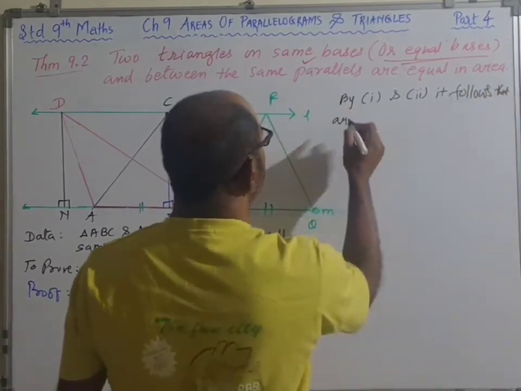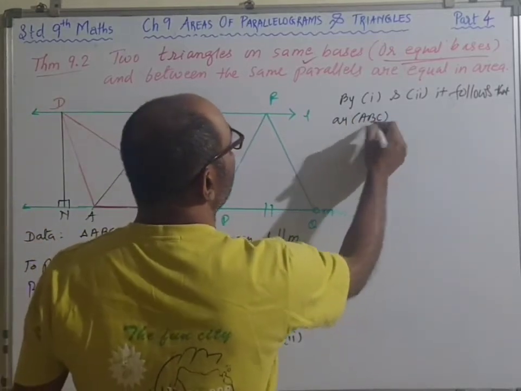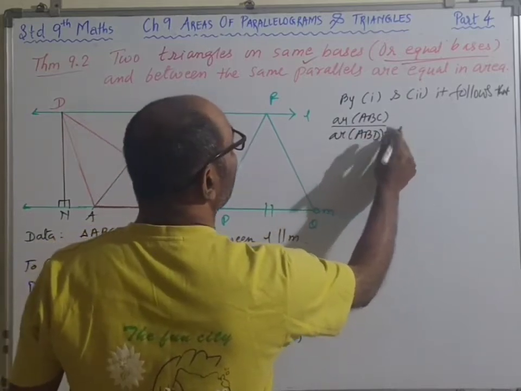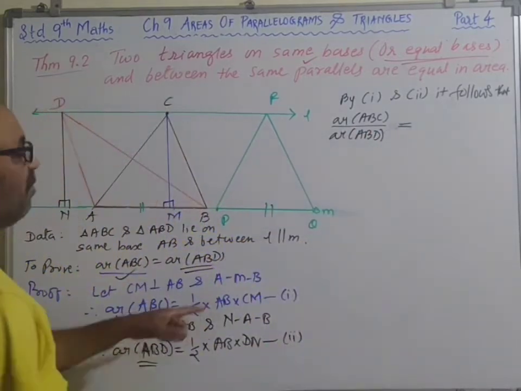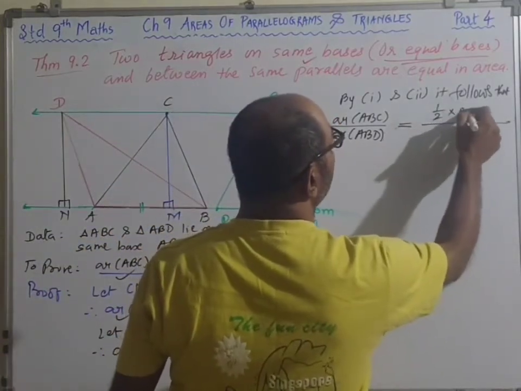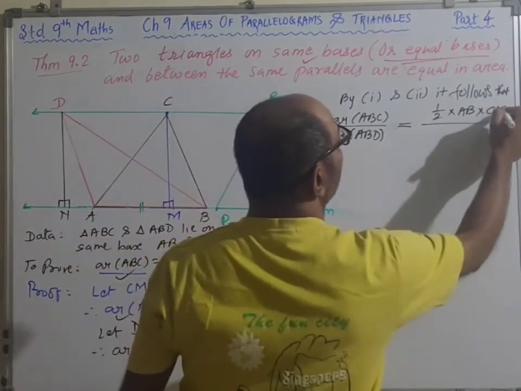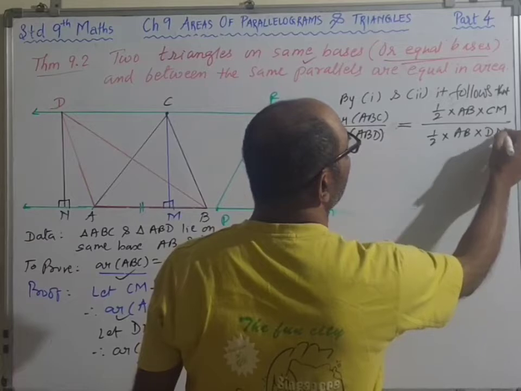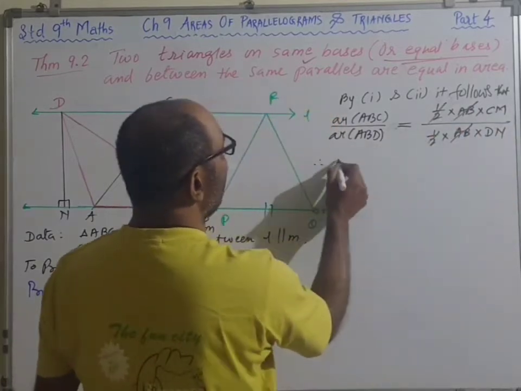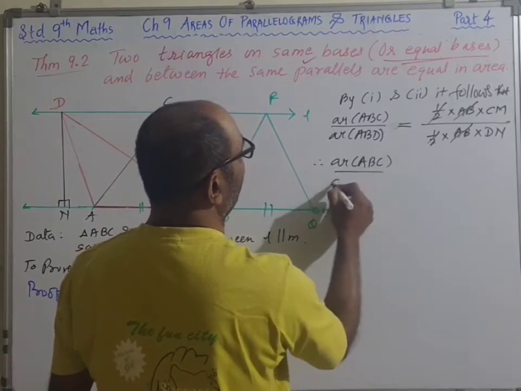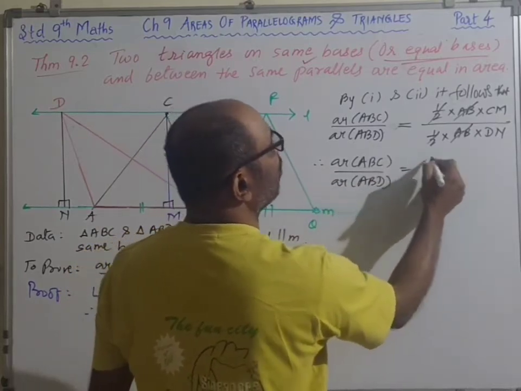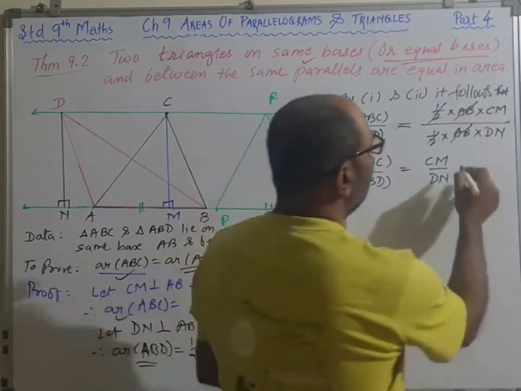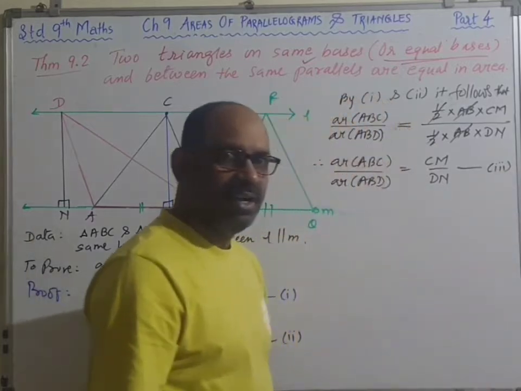that area of triangle ABC upon, ratio means upon, area of triangle ABD is equal to, on the right hand side, half into AB into CM upon half into AB into DN. AB cancel, half cancel. Therefore, area of triangle ABC upon area of triangle ABD is equal to CM upon DN. Children, we were expecting this result to be 1 on the right hand side, but I didn't get it. So I'll just stop here and call it result number 3.